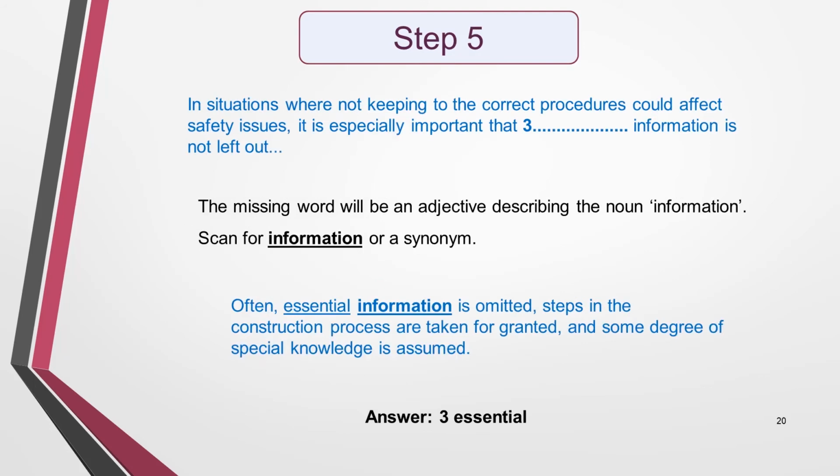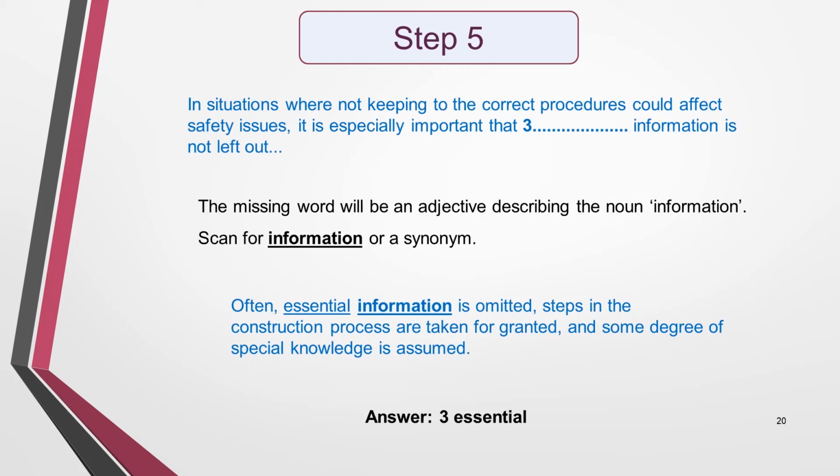On reading the summary sentence containing the third missing word, I can see that this missing word comes before a noun and is going to be an adjective describing the noun information. I take information as my key word, but am also mindful that a synonym might appear in the text.